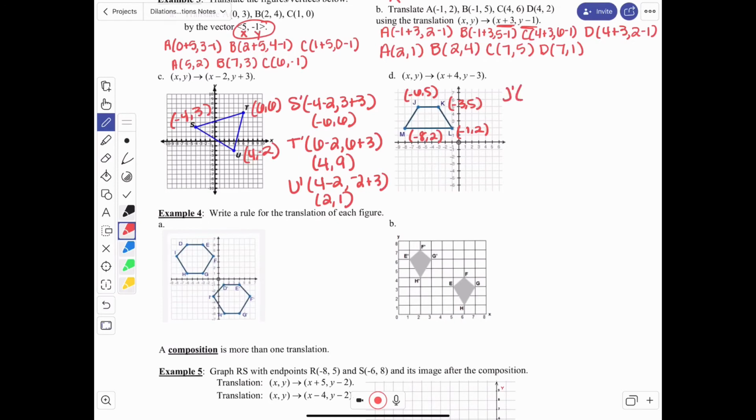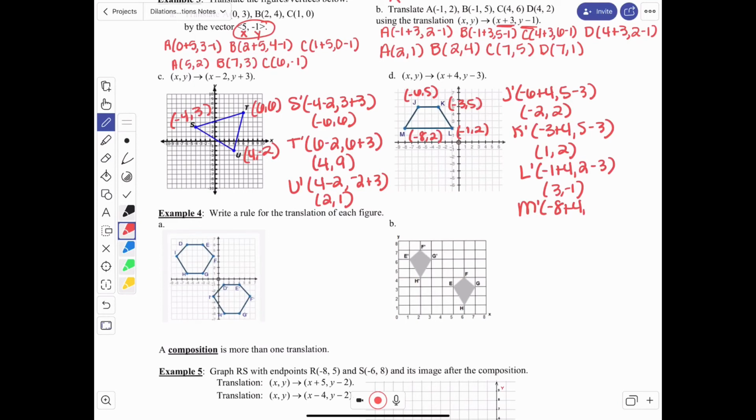So for J prime, we'll add 4 to the X, and we will subtract 3 from 5. So we'll get -2, 2. For K prime, we have -3 plus 4 and 5 minus 3, so we'll get 1, 2. For L prime, we have -1 plus 4 and 2 minus 3, so we'll get 3, -1. And for M prime, we have -8 plus 4 and 2 minus 3, so we'll have -4, -1 for those points.